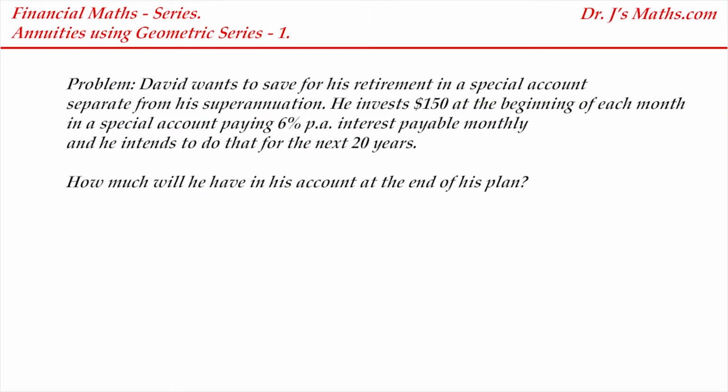A typical problem is the following. David wants to save for his retirement in a special account separate from his superannuation. He invests $150 at the beginning of each month in a special account, paying 6% per annum with interest payable monthly, and he intends to make these investments every month for the next 20 years. How much will David have in his account at the end of his plan?